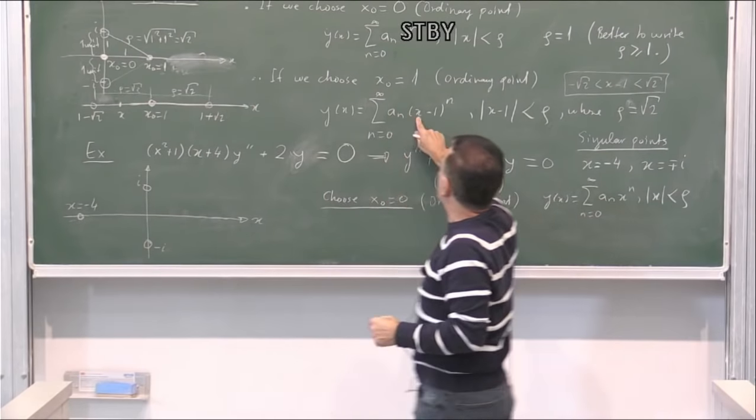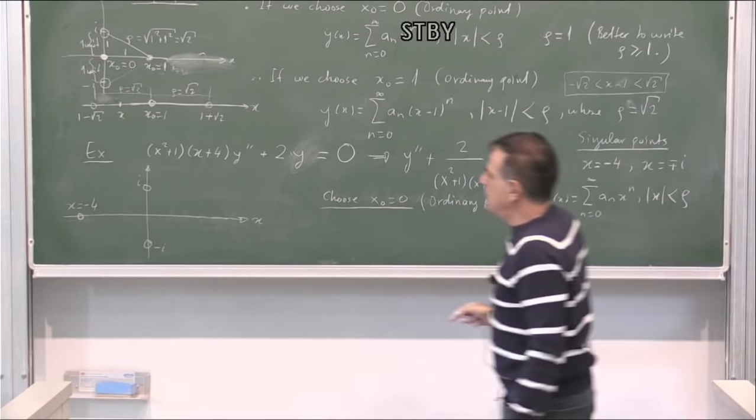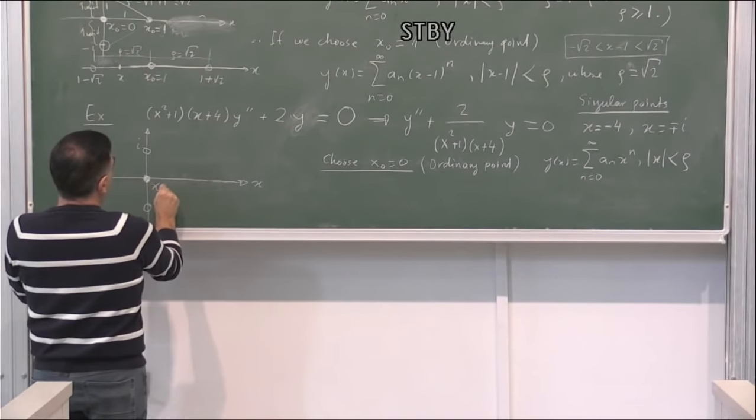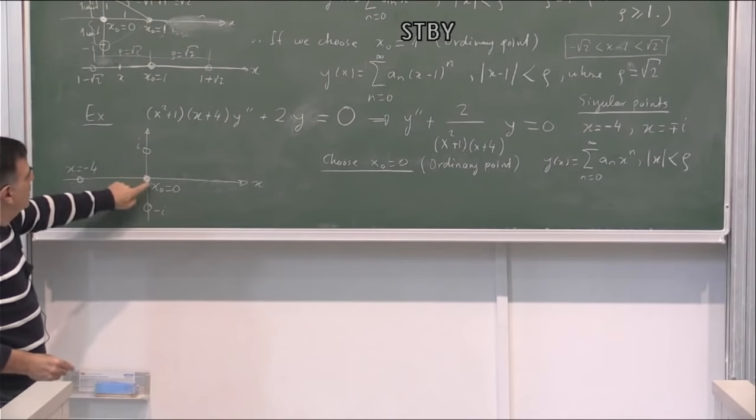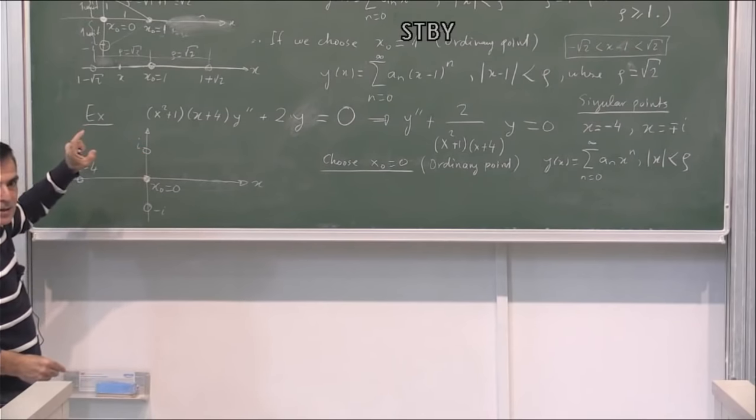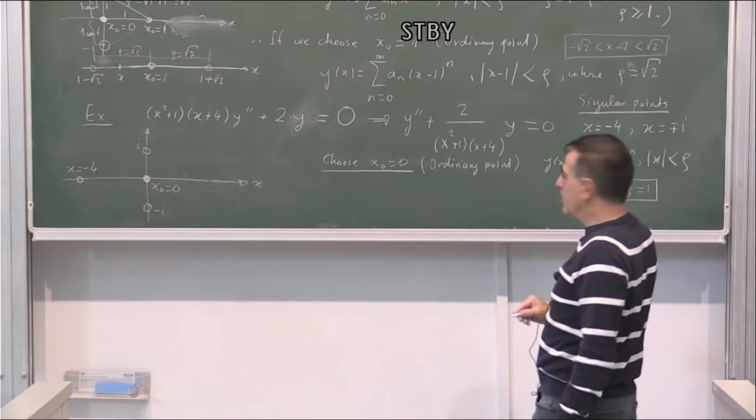Okay? Now, what is the singular point nearest to x0? Returning to our example, we choose x0 equal to 0. So this singular point at i has distance 1 from x0, or the distance between x0 and the singular point is 1 unit. Good. Therefore, rho is 1, or at least 1.